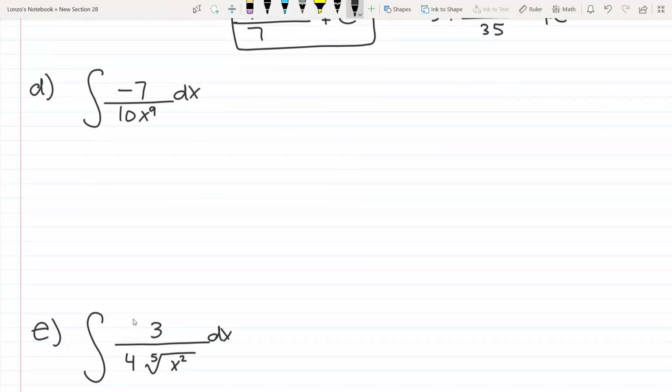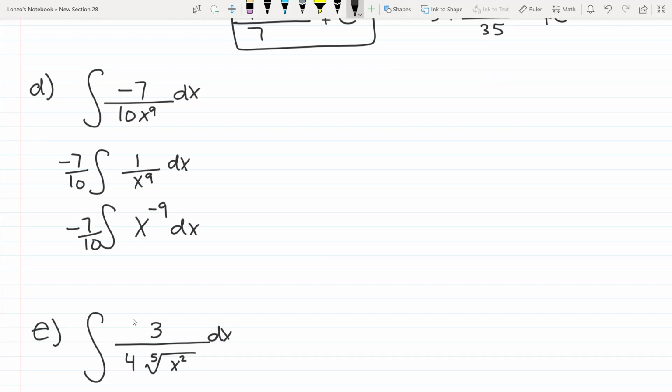D, integration of -7 over 10 times 1 over x to the 9th dx. So first, take out that constant, which is -7/10. And then you're left with 1 over x to the 9th dx. Then what I would do is rewrite 1 over x to the 9th as a negative power, so x to the negative 9. And what's the integration of x to the negative 9? That would be negative 9 plus 1.